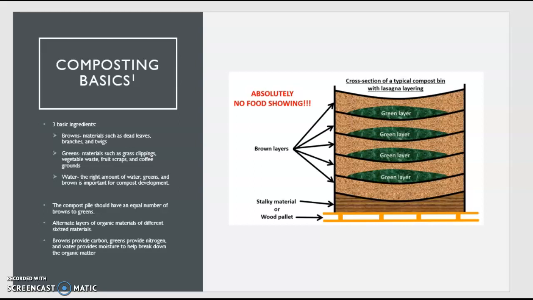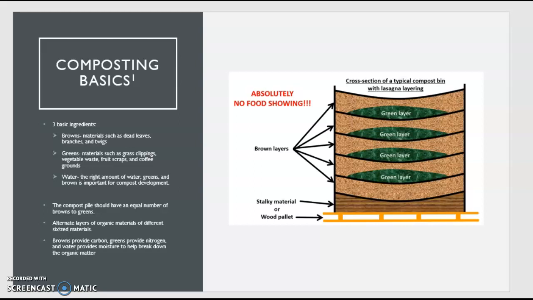Some composting basics. So there's 3 main ingredients whenever you want to make a compost, and that consists of your browns, greens, and your water. So your browns are going to be materials such as dead leaves, branches, and twigs. Your greens are going to be materials such as grass clippings, vegetable waste, fruit scraps, and coffee grinds. And your water is just there to provide moisture to help break down the organic matter.